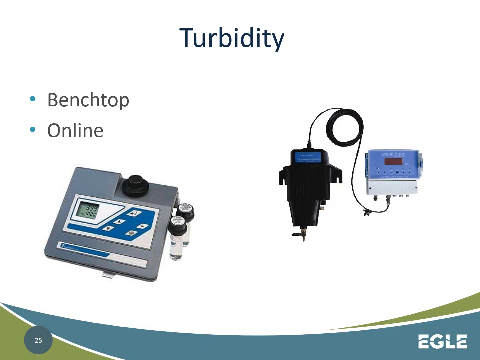There's a lot of different manufacturers for benchtops and online. There isn't per se one that's the gold standard. There are many different brands out there for measuring turbidity. So I guess we didn't really talk about what the definition of turbidity is either, but turbidity is things suspended in the water that scatter light as it passes through. That's kind of what turbidity is.